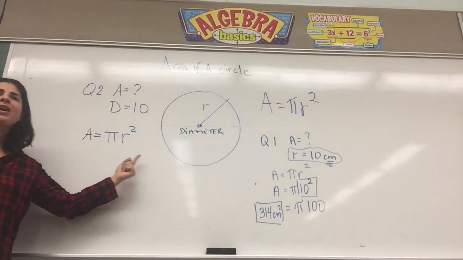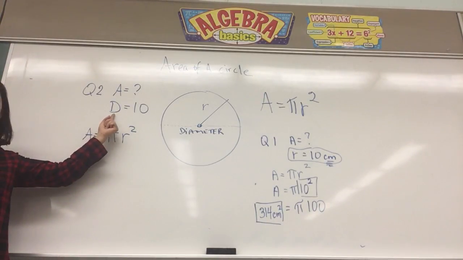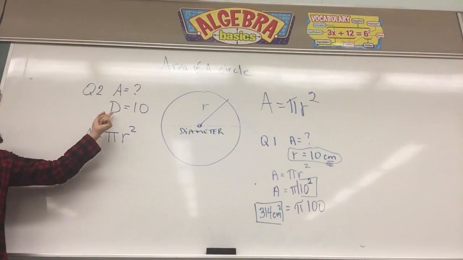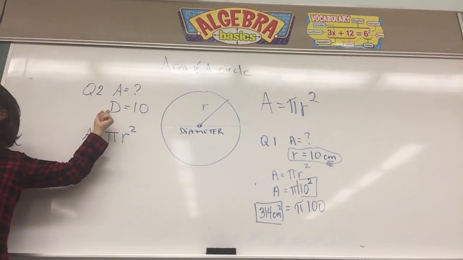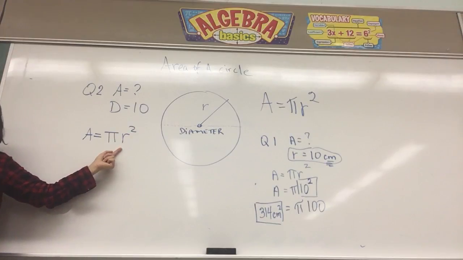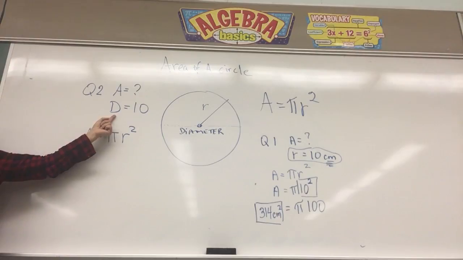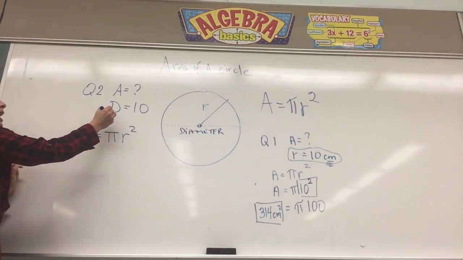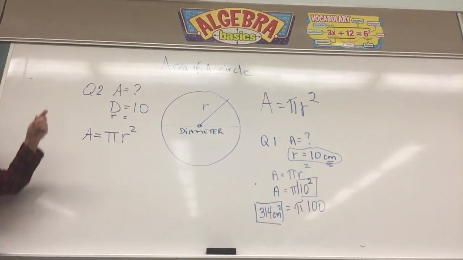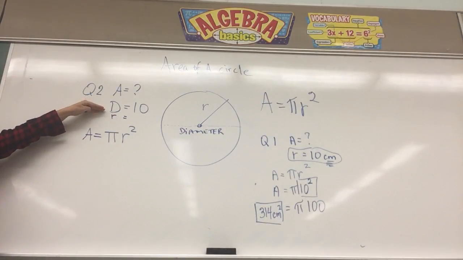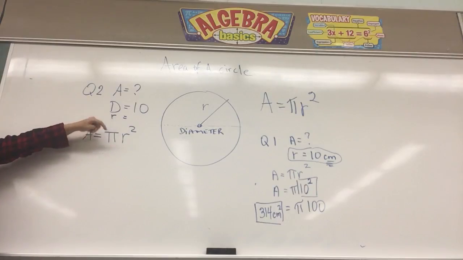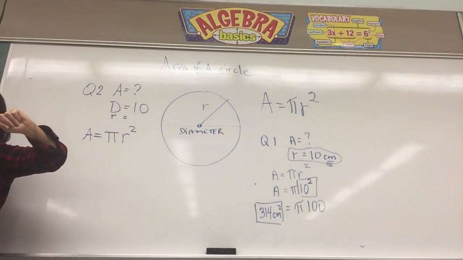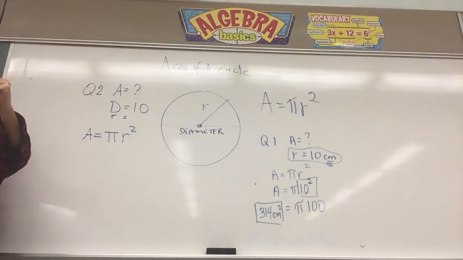I see that there's no radius, there's no diameter. What am I going to do with this piece of information since it's not part of my formula? Divide it by 2, because the radius is half of the diameter. So on the outside of my formula, I'm going to say, oh, diameter's 10. Therefore, the radius has to be 5.